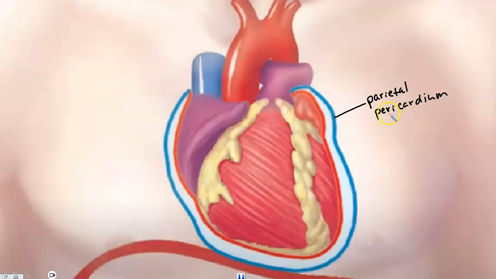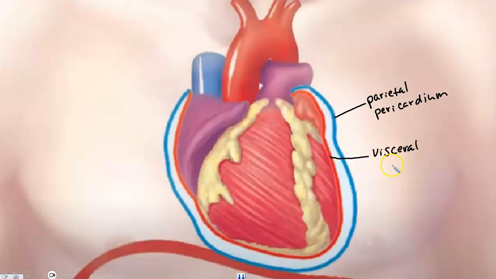Peri means around, cardi means heart, and it's because it's a noun. So pericardium. So this is called the parietal pericardium, which is the name of that serous membrane. This one, this red one here, because it's actually the inner one that is touching the heart, is the visceral.